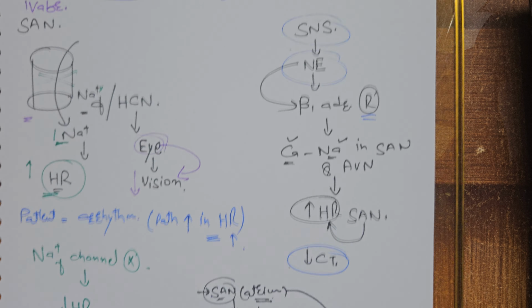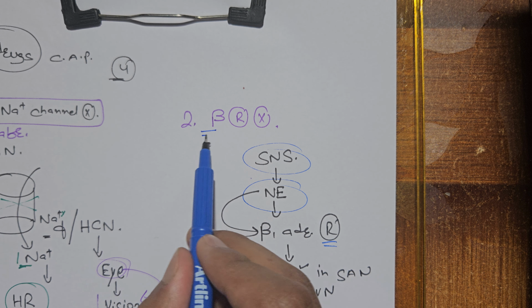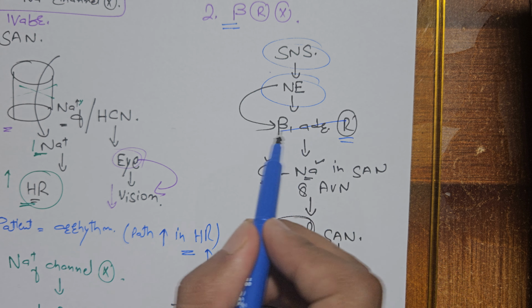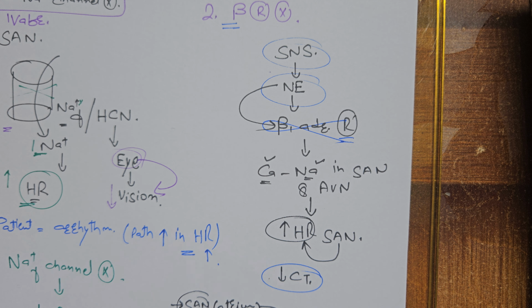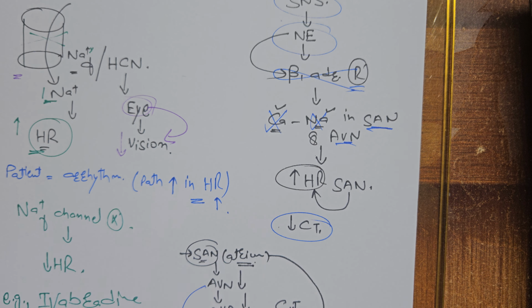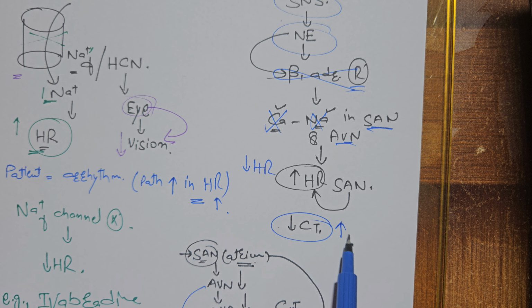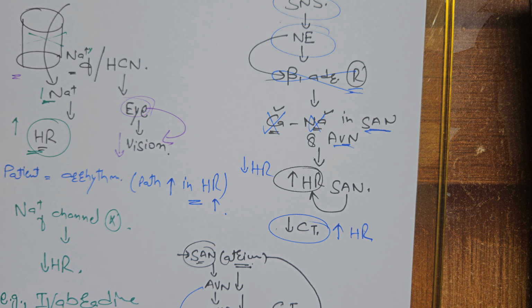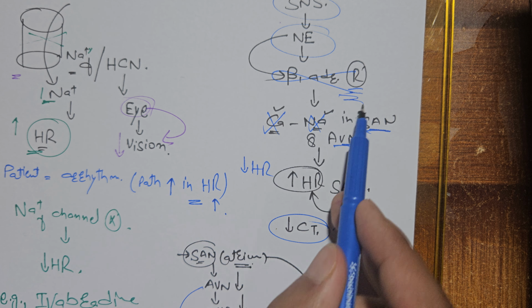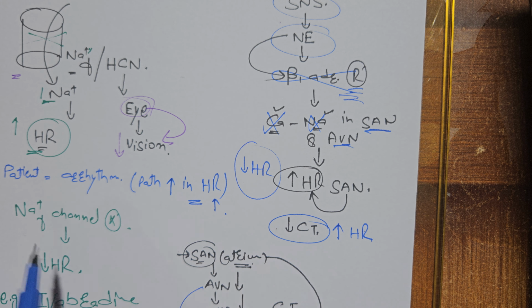Is that clear? Now if we give a drug that is a beta receptor blocker, which blocks these receptors, calcium and sodium will not enter the SA node and AV node, which will result in a decrease of heart rate and an increase of conduction time. Is that clear? Because we have blocked these receptors, heart rate will decrease and conduction time will increase.